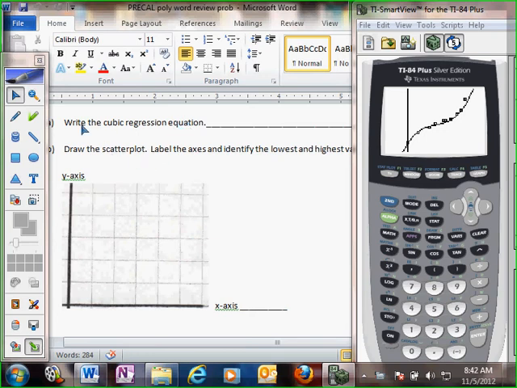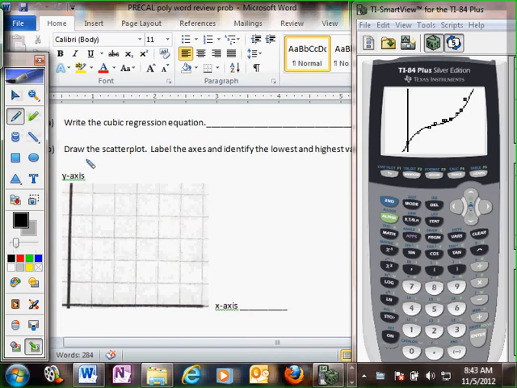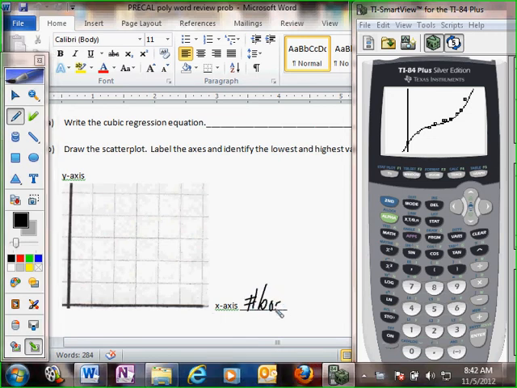If I'm going to draw the scatter plot, the first thing I need to do is label my axes, the y-axis and the x-axis. The x-axis is the number of books, and the y-axis is the price or cost of books. And I can sketch this just kind of like what I see here. I'm just sketching it.